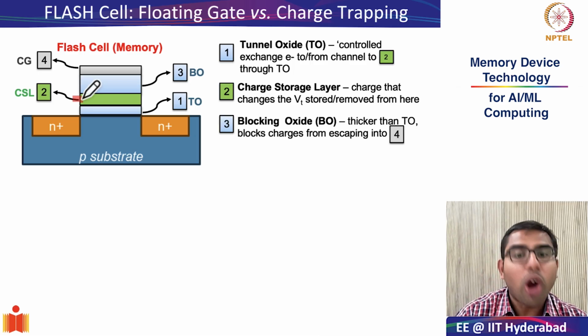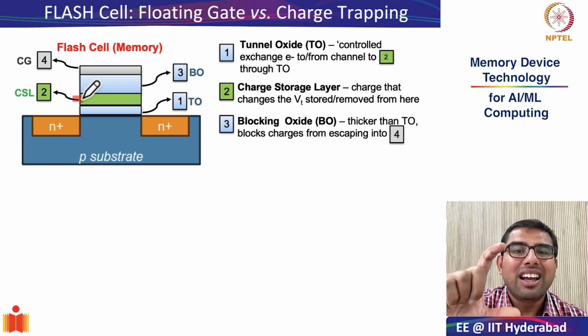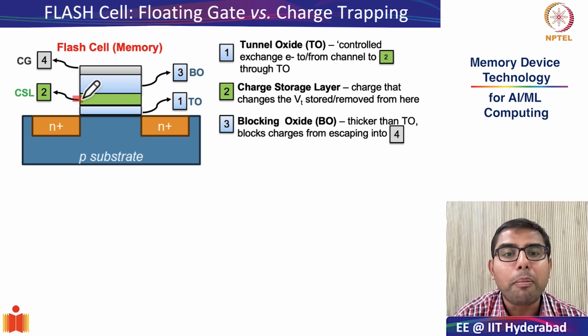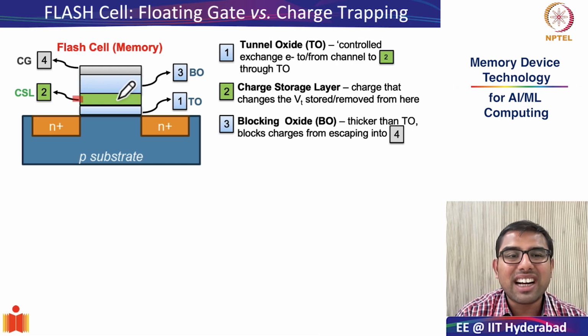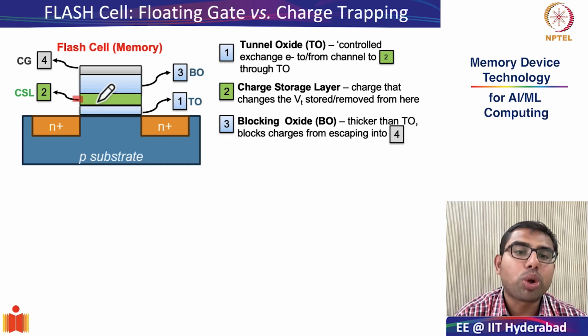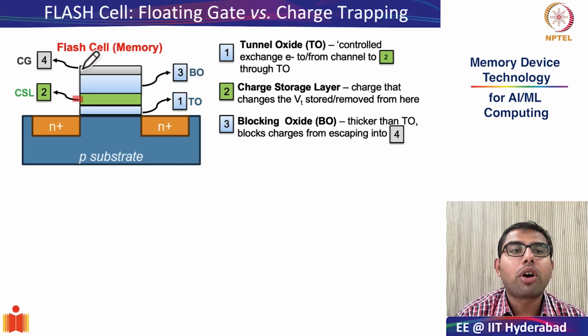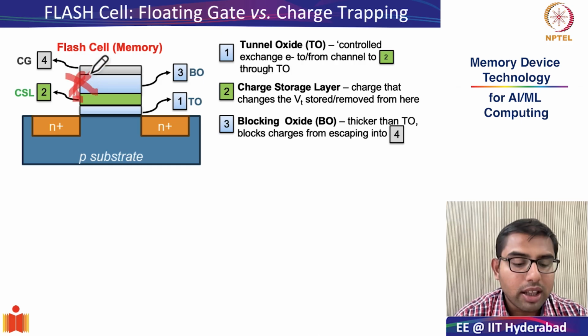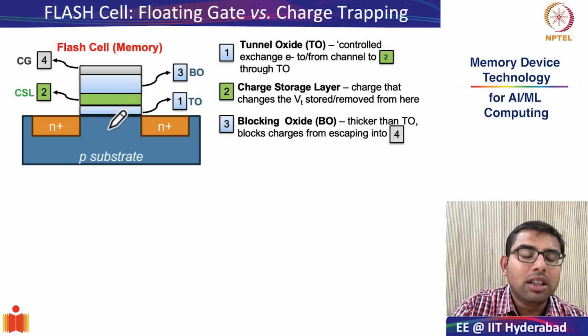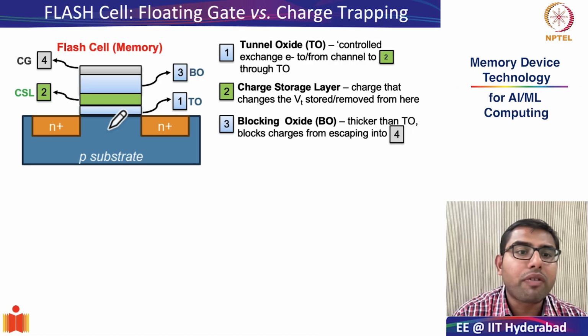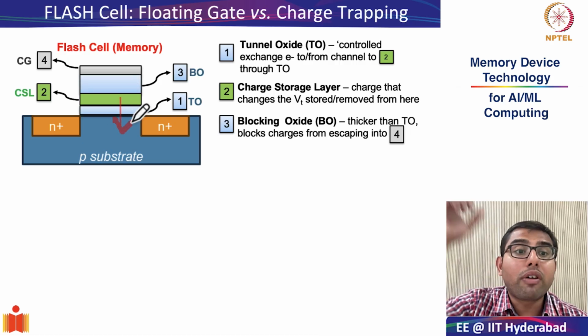As the name suggests, the blocking oxide is a slightly thicker oxide compared to the tunnel oxide. And the objective of the blocking oxide is that whatever charges are stored in the charge storage layer do not escape to the control gate. They should not escape to the control gate. They should only interact with the charges which are put inside the storage layer or extracted from the storage layer. The only interaction direction is from the channel, not from the control gate.